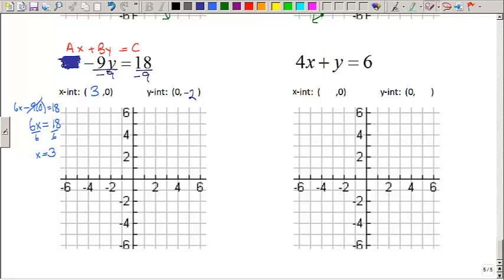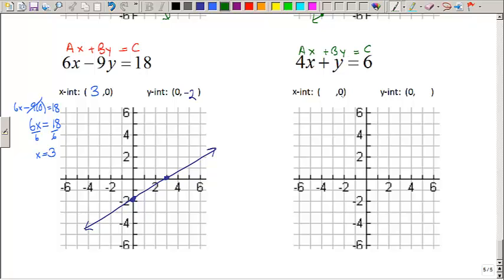I'm going to go ahead and erase that because I don't want people to get confused when they come back and look at that. So I have 2 points here. The x-intercept 3, 0, and the y-intercept 0, negative 2. 2 points is good enough to give me a line. And I have graphed my equation in standard form using x and y intercepts. Again, using x and y intercepts here because I'm in standard form.